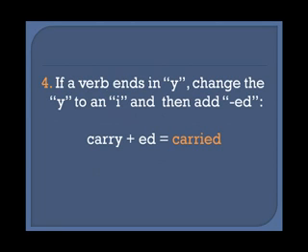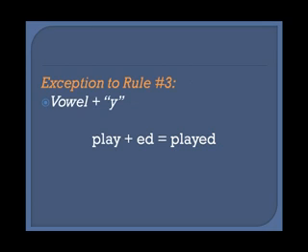Rule 4. If a verb ends in y, change the y to an i and then add ed. For example, the verb carry. Before we add ed, we change the y to an i and then we get carried. There's one exception to Rule 4. That's when there's a vowel before y. For example, in play, we have a before y. We will not change the y to an i. We'll simply add ed, played.